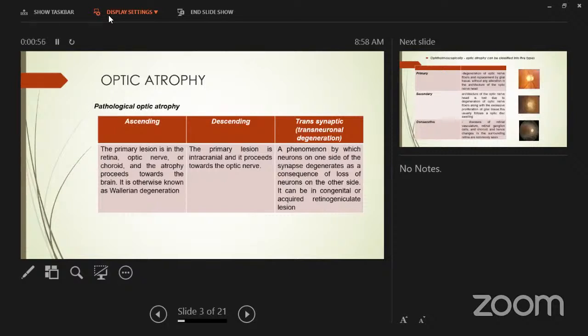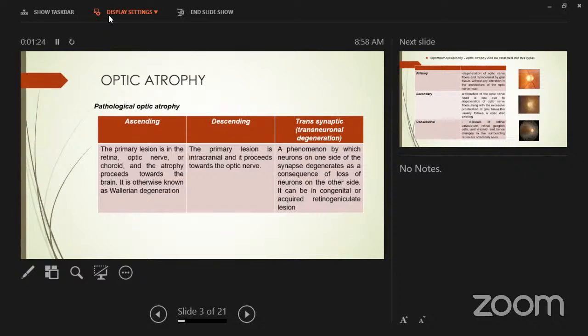Optic atrophy, pathologically, is classified as ascending, descending, and transsynaptic. In the ascending type, the primary lesion is in the retina, optic nerve, or choroid, and the atrophy proceeds towards the brain. It is also known as Wallerian degeneration. In the descending type, the primary lesion is intracranial and proceeds towards the optic nerve, as in intracranial space occupying lesions, as well as in raised intracranial tension.